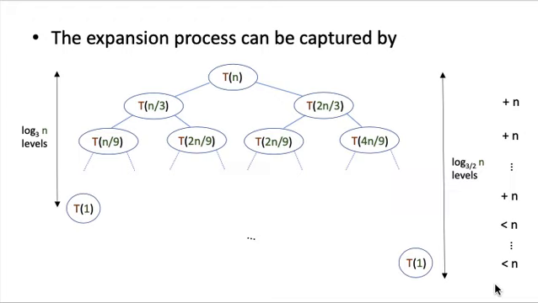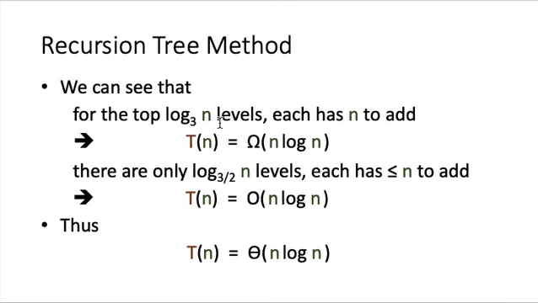So somehow this describes the things that we should add in the end. Then using this expansion process or this presentation, we will see that for the first top log n base 3 levels, each level is complete and will have n as an extra term to be added. So in that case, just considering those terms, we will see that t of n is at least n times log of n. So it is omega n log n.